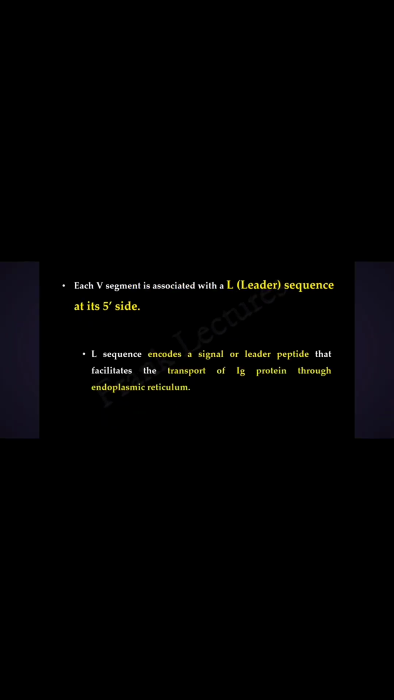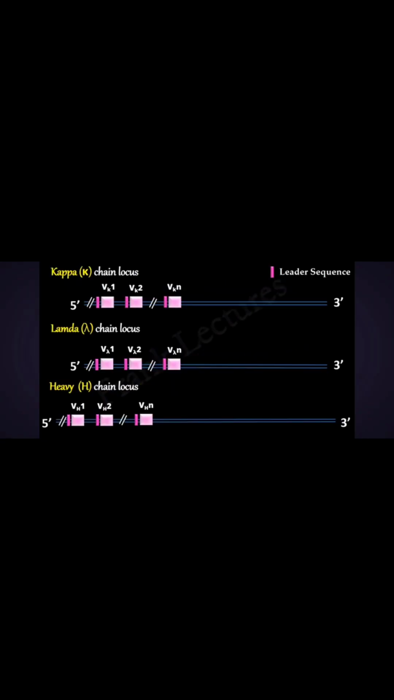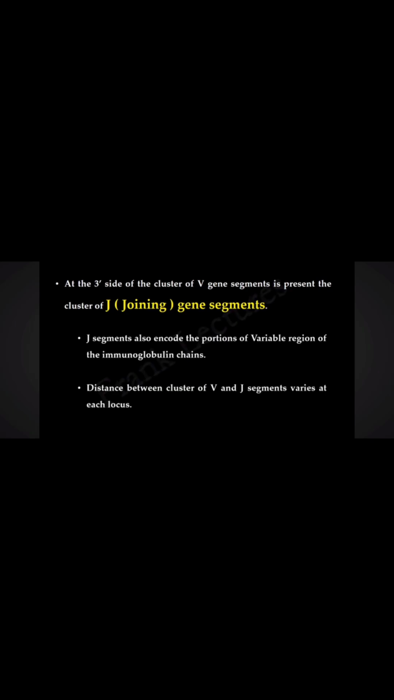Then a leader sequence is present at the 5' end. The leader sequence encodes a signal or leader peptide that facilitates the transport of the Ig protein through the endoplasmic reticulum. So before the variable region, the leader sequence is present. In this diagram, the pink color shows the leader sequence, and the variable region is present in kappa, lambda and heavy chains. Then the diversity region and joining segments are present.